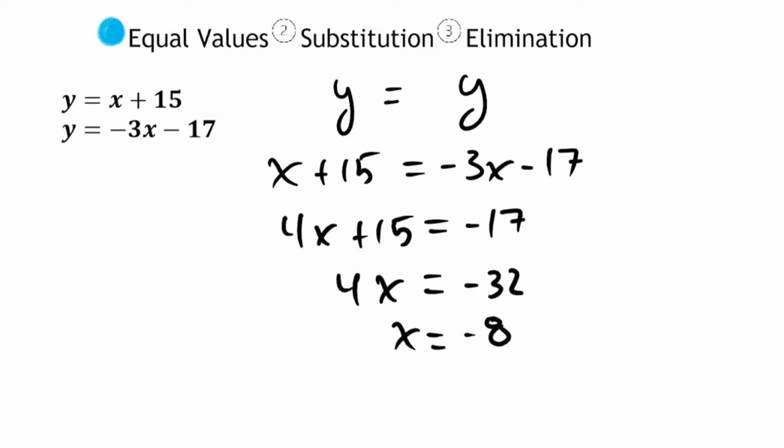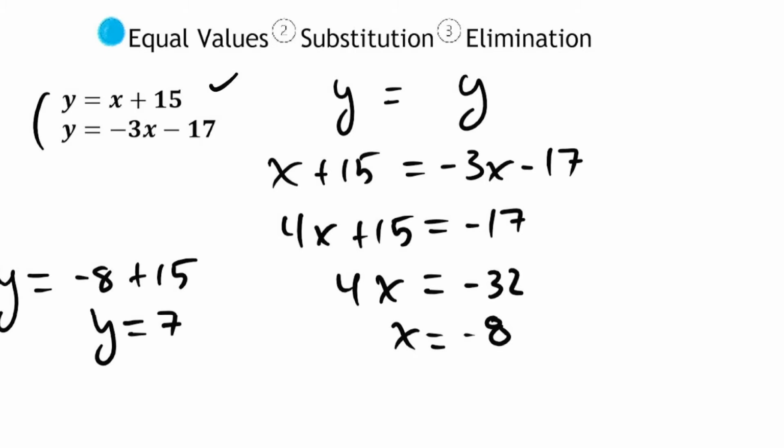And now I just need to calculate what y is. So I can pick either one of these equations, right? They're great because they both tell me what y is. I'll use the top one. The top one says y is equal to whatever you found x to be plus 15 more. Okay, so that means I've got -8 plus 15 is 7. So y should be 7.